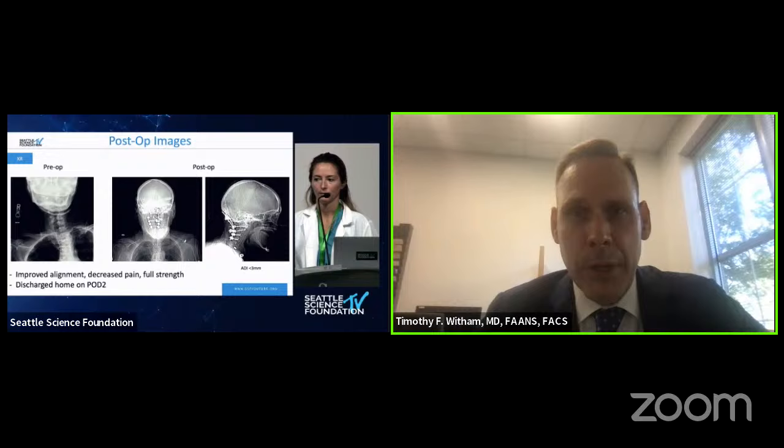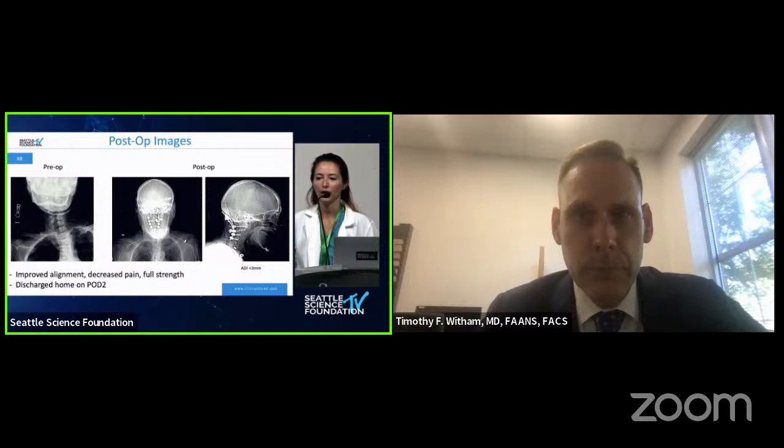Yeah, she did reduce a little when we added on the 20 pounds of traction. And then right as we were about to tighten the rods, we did apply some more manual traction. And we did get intraop x-rays, but just for the sake of time, I didn't include them in the presentation. But she did have some reduction.